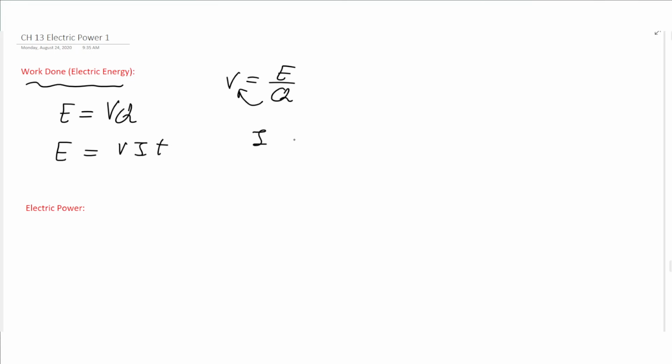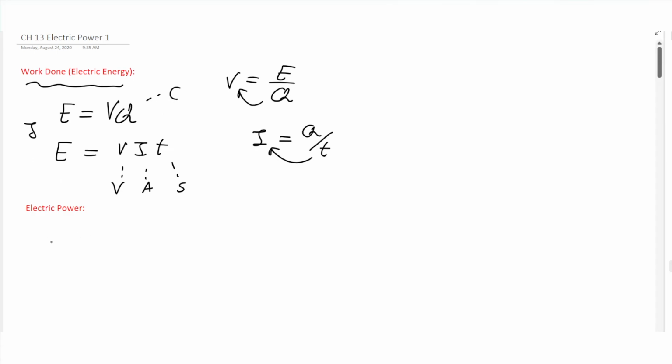This comes from the definition of current. I is equal to Q over T, charge over time. You multiply by time on the other side to get the charge. The voltage needs to be in volts, current is in amperes, time in seconds, and charge is in coulombs. And the energy is always in joules.